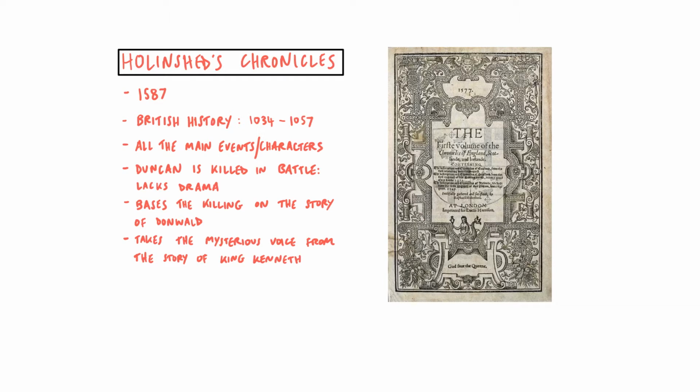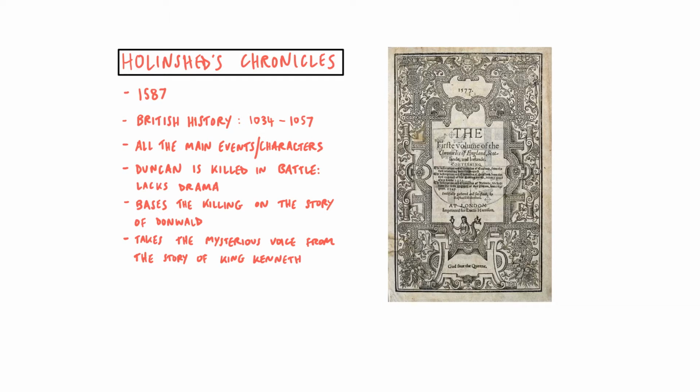Published in 1587, this was a comprehensive survey of British history, and Shakespeare looked to the period 1034 to 1057 in Scotland for his inspiration for Macbeth. He took all the main events and characters for the play from this book and just made a few changes.